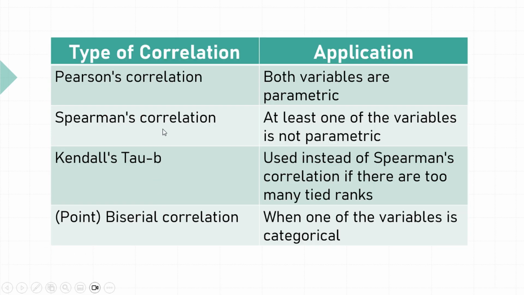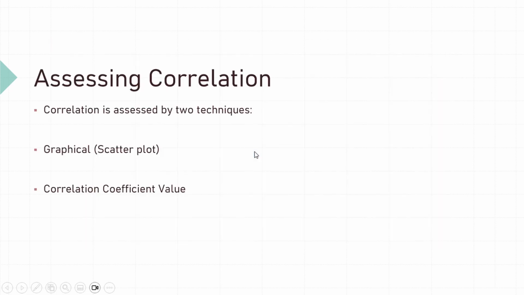Now see which type of correlation is used in which particular situation. Pearson's correlation is used when both variables are parametric. Spearman's correlation is used when at least one of the variables is not parametric. Kendall's tau is used instead of Spearman's correlation if there are too many tied ranks. And point or biserial correlation is used when one of the variables is categorical.